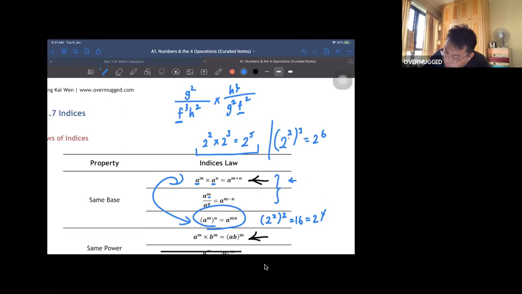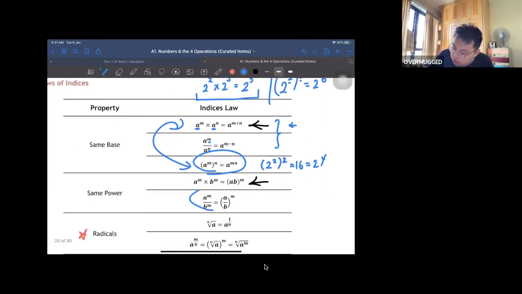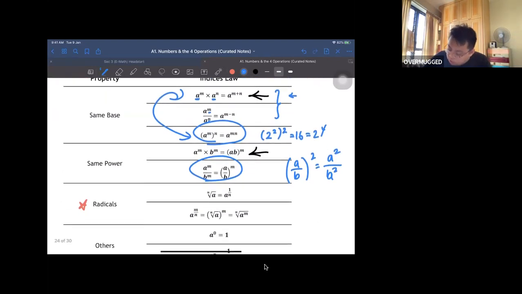When you have powers that are powering like this, they are a multiplication of each other. Now, this is a common mistake that all students starting off with indices will make. Same thing for fractions. You can always take it out. So for example, if it's a over b whole thing squared, it's the same thing as squaring the numerator and squaring the denominator.